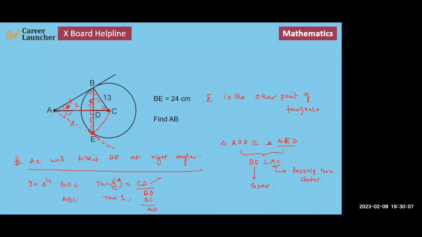So हमें मालूम है इसका वैल्यू कितना है, right? This will be equal to root of 13 squared minus 5 squared, that is equal to 12. And इसका वैल्यू है BD is equal to 5, BC is equal to 13, and AB का value is what we want to find. So we know that 12 by 5 is equal to 13 by AB. So AB's value will be equal to 65 by 12.